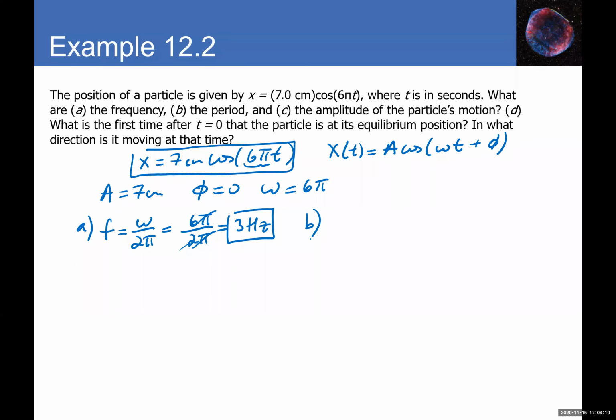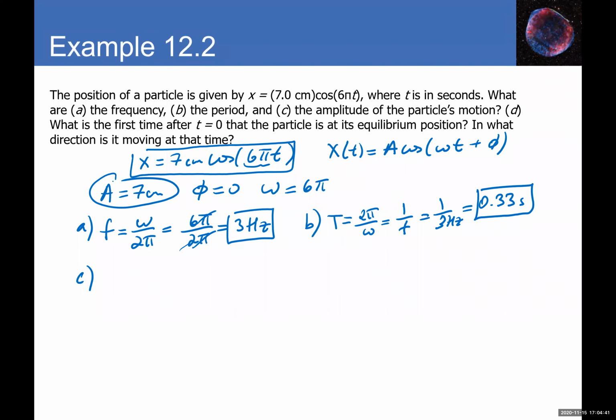How about part B? What is the period? Well, there are a number of ways you can find it. One is you can say this is basically 2 pi over omega, or we can say it's just 1 over f. That means it's 1 over 3 hertz, which is the easiest one. That means it's 0.33 seconds. All right. Part C, which is the amplitude, we get directly from the function itself, right? So you can say A is equal to basically 7 centimeters. There you go.